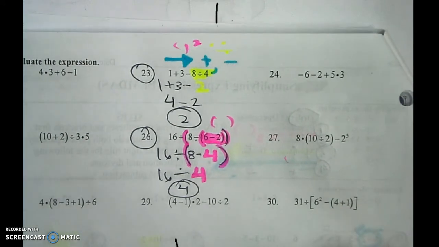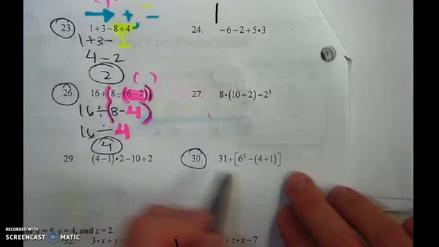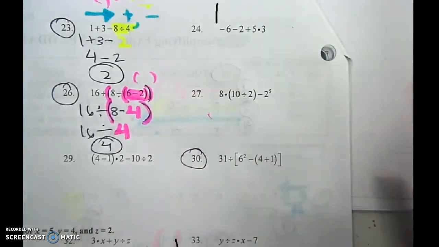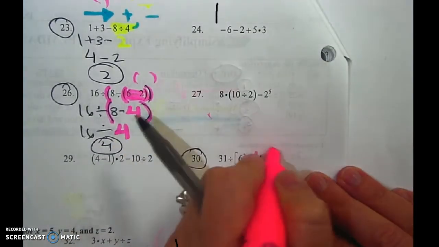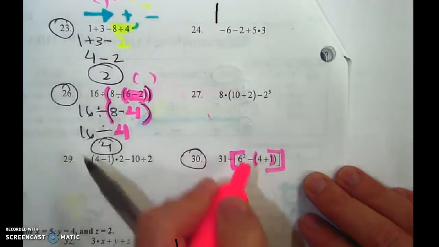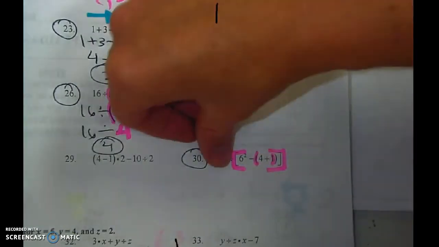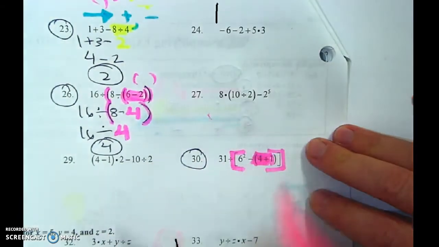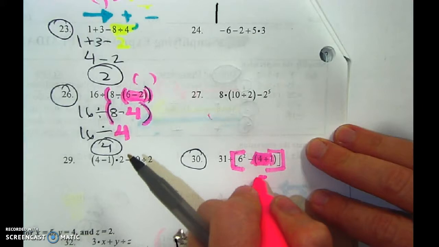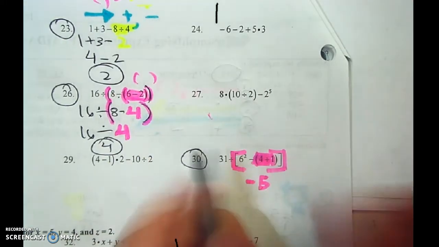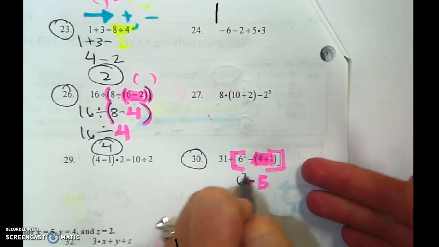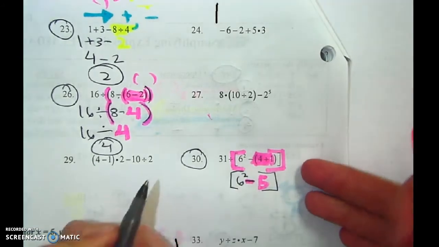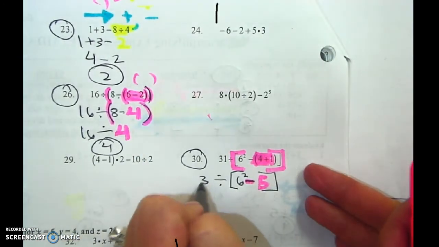Let's try this one. These look like parentheses here, but there's actually big old brackets. That wins first. So I don't even look here. I got to take care of what's in here. But this is my mini parenthesis. 4 plus 1, 5. Minus 6 squared. I still have those brackets divided by 31.